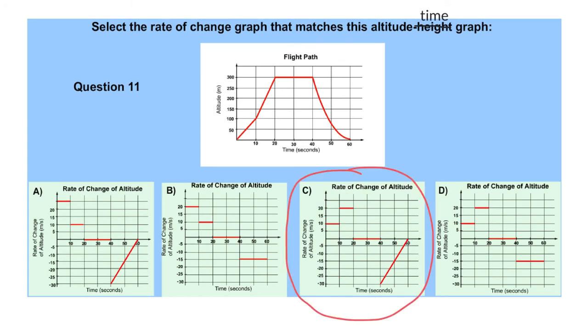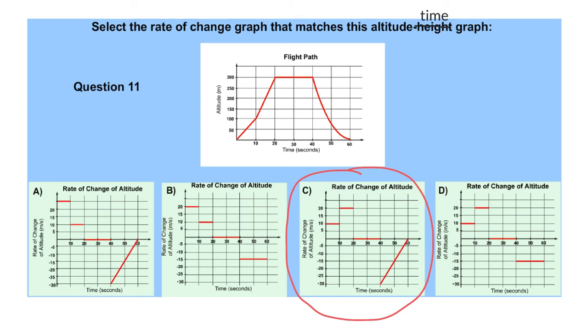This time it's C because we have a small positive rate of change, a larger positive rate of change, then zero, and then we don't have a constant negative rate of change. So it's not this one. That would be a constant negative rate of change here, but this one, it's changing. It's negative rate of change, but it's not constant. It changes.